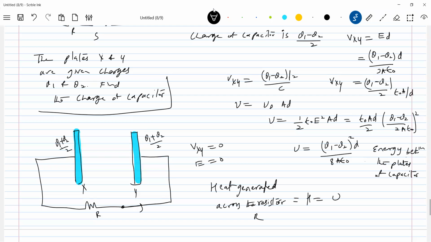What happened here? Here there'll be energy, no? There'll be energy external to the plates also. So what will happen to that energy? That energy will be present there only and we can't take it back.